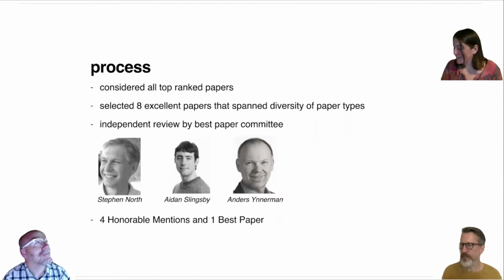The way that we selected the best paper and honorable mentions for InfoVis this year started with us considering all of our top ranked papers that we had. And from these, we ended up selecting 8 really excellent papers that we felt span the diversity of paper types and topics that we had in our pool of submissions for this year. These 8 papers we sent to our best paper committee, who did an independent review.